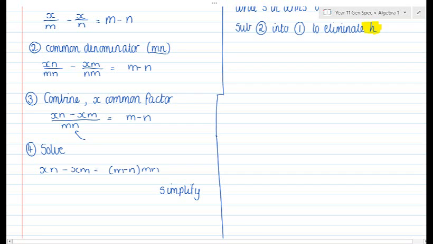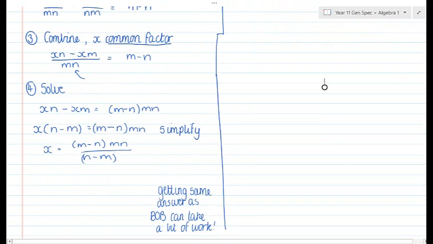Now, I didn't do it up here before, but I should have taken out x as a common factor so I can solve just for x. So x comes out and this becomes n minus m equals m minus n and mn. Final step will be to divide through by that n minus m. Like this. This is your final answer, although this won't be the answer that the back of the book has.